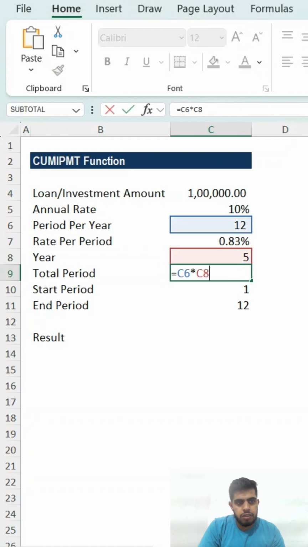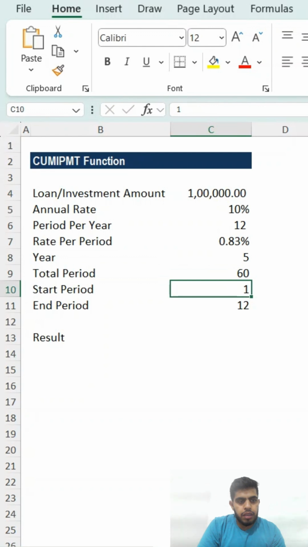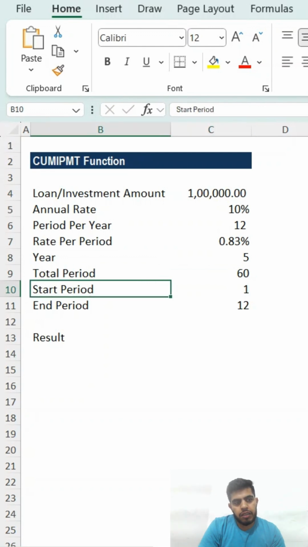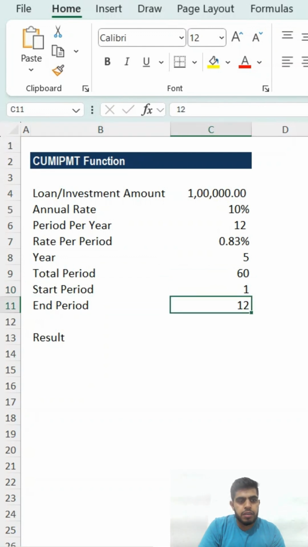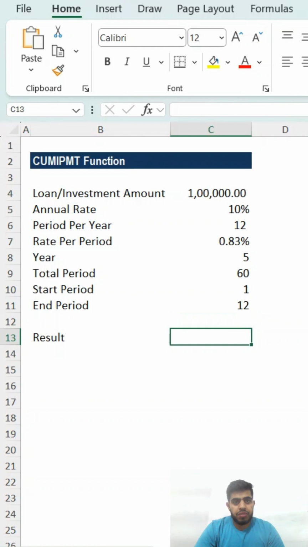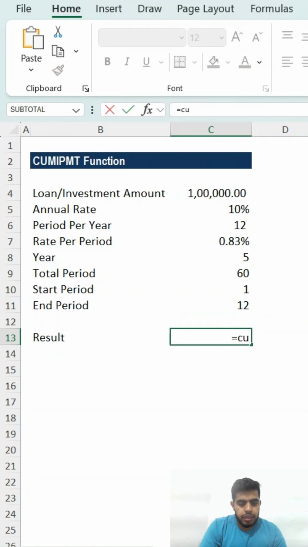How are we getting the total period? We just multiplied the periods per year by 5, and we are getting the total period as 60. And for the namesake, we have taken the start period as 1 and the end period as 12. So basically what this formula will give us as the result is the cumulative amount of interest. So let's try to put this formula in, and we'll see the description of this formula, which says it returns the cumulative interest paid between two periods.